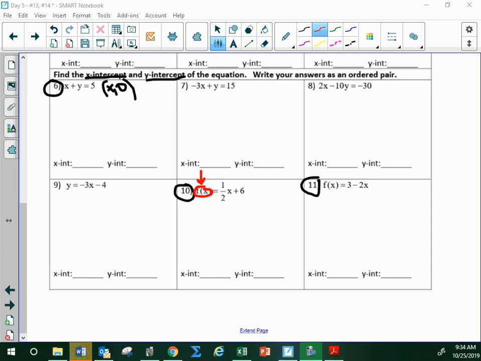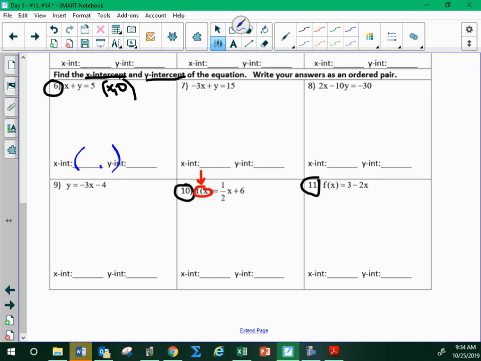You're going to get homework? Yes, you're going to get homework. But just a reminder, for x-intercept, we want to find our x value. We know our y is 0. For my y-intercept, I want to find my y. Oh, x is 0 here.